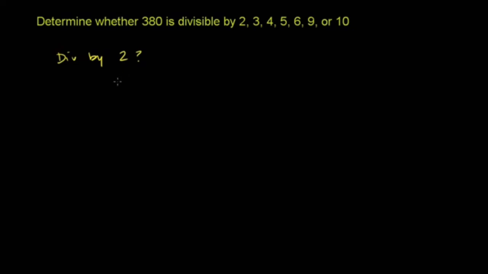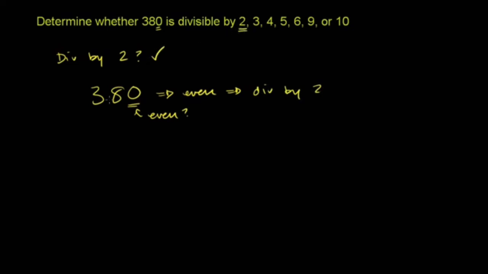And to be an even number, your ones digit, so let me rewrite 380. To be even, your ones digit has to be even. So this has to be even. And for this to be even, it has to be 0, 2, 4, 6, or 8. And this is 0. So 380 is even, which means it is divisible by 2. So it works with 2. Let's think about the situation for 3.